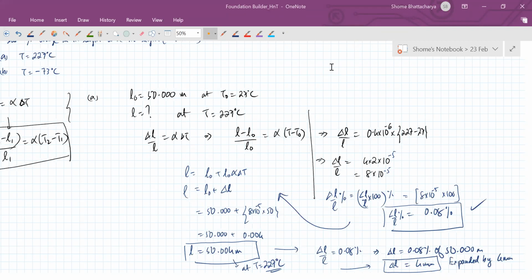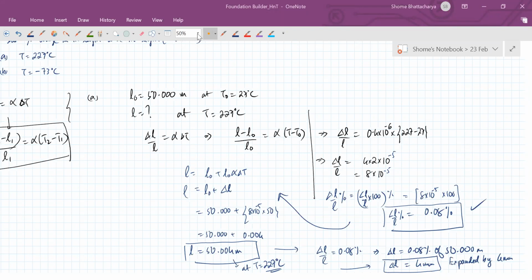So it's hardly anything noticeable. So going from a winter day to a summer day, the temperature change is going to be hardly, something like 30 to 40 degrees C even. So it's not going to be something very noticeable. However, it makes a difference in precision instruments, and we'll be talking about that later in the next lecture.